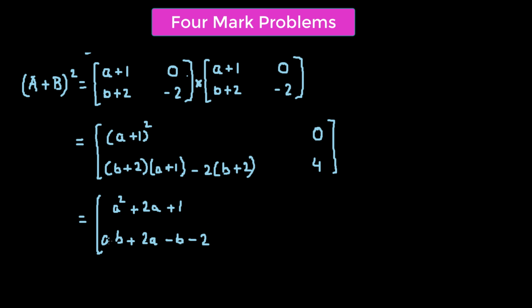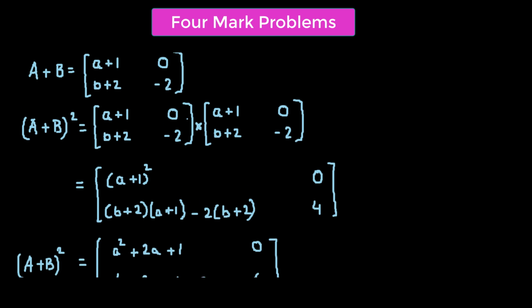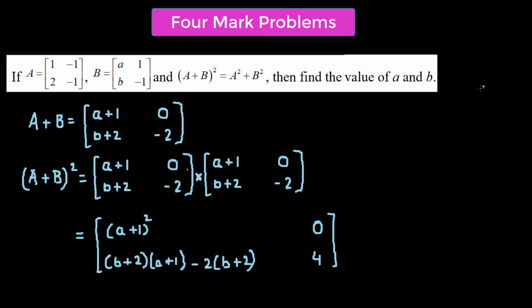So check out this expansion, and then you should get this result. We'll have 0 and 4. So this is our (a plus b) squared. So that's done. Now what we have to do is find out the value of a squared and b squared. So we have A equals 1, negative 1, 2, negative 1.